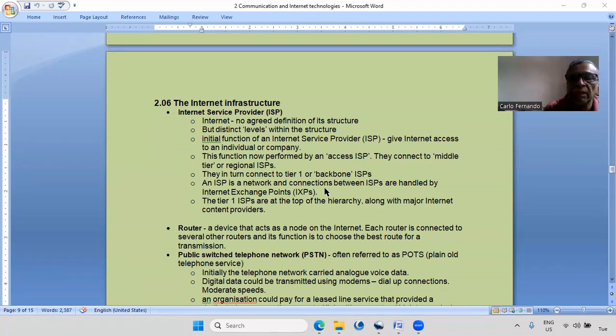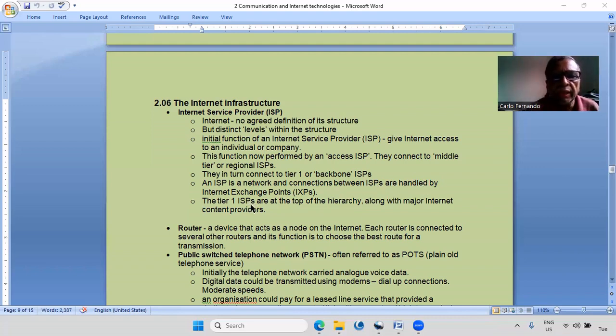These are access ISPs, backbone ISPs. Backbone is like the very important structure. Even in an animal or a human, the backbone is very important, the structure. An ISP is a network, and connections between ISPs are handled by Internet Exchange Points. So there's a thing called IXP, Internet Exchange Points. They will handle these connections between ISPs.